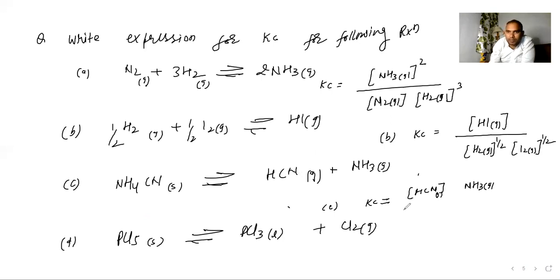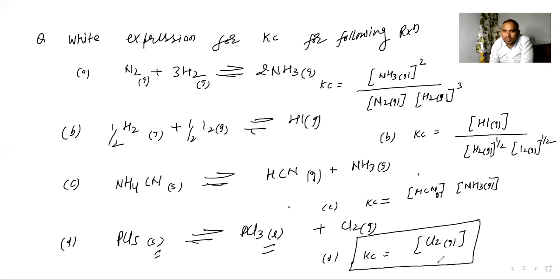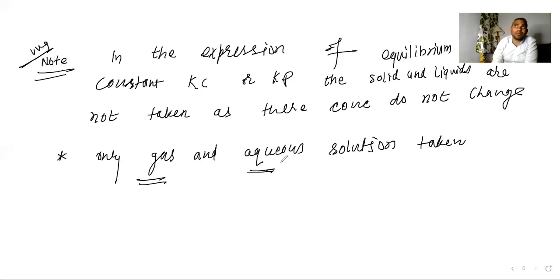Yeah, it's working now. So this is the NH3 gas. Now we are leaving out the solid. What about D? For D, Kc is just going to be the concentration of Cl2, because PCl3 is a liquid and not aqueous. So we have to leave out the liquid, and we have to leave out the solid also. So Kc is equal to Cl2. So this is our required answer. Yes or no? Yes. Okay. So please make a note of it.